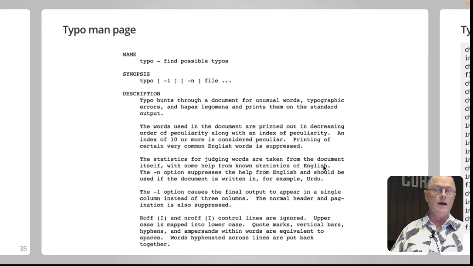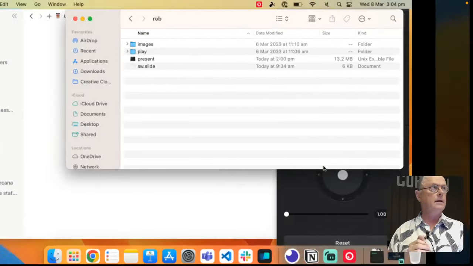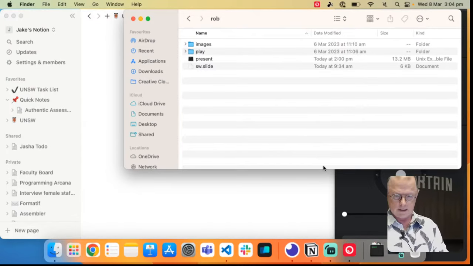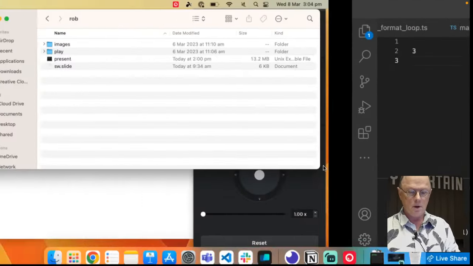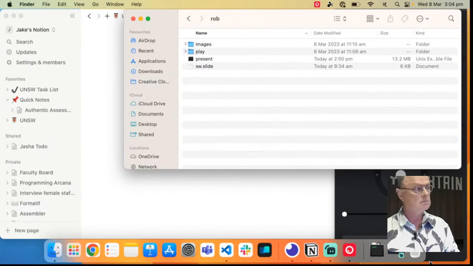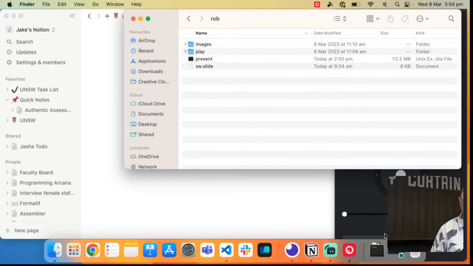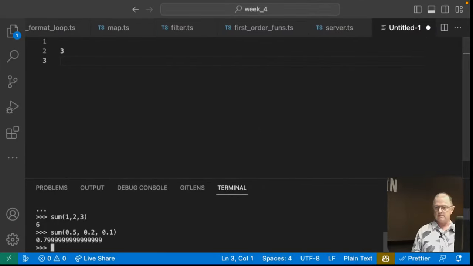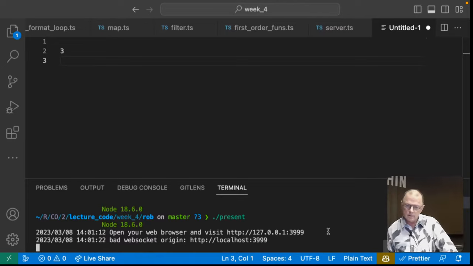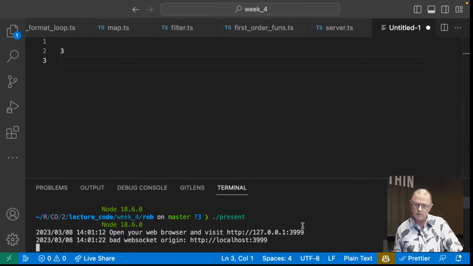You say typo in a file, and by default, it compares it to the dictionary, and it was pretty good at what just happened. No. Uh-oh, please, I don't want to break your machine. Why did it crash? I think the window closed. Chrome crashed. Bad WebSocket origin, cool. Who wrote this crap?